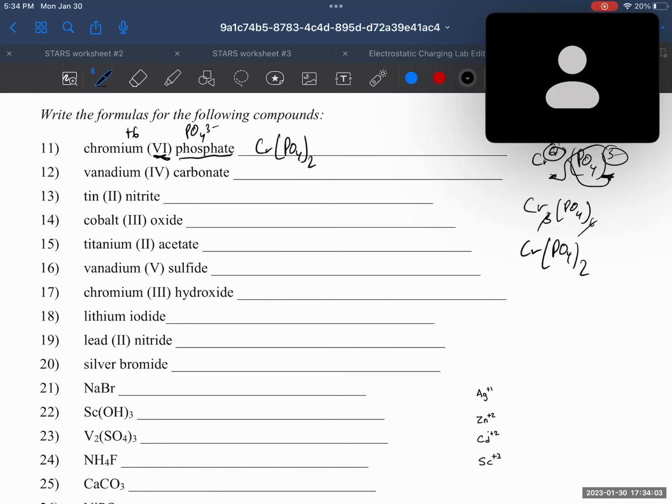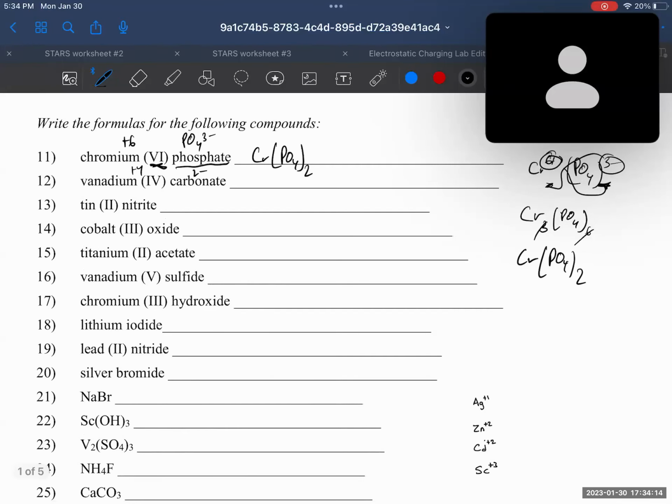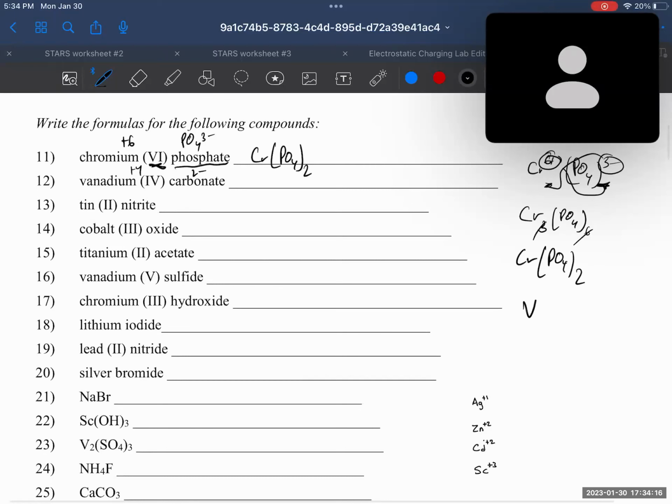+4. Oh wait, so somebody said +4. So +4. And then carbonate, that's our polyatomic ion. It's got that charge of CO3 2 minus. So vanadium, the chemical symbol, believe it or not, is V. And then carbonate, our polyatomic ion, CO3. And then we have our 4, 2.